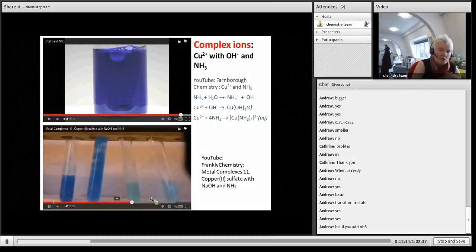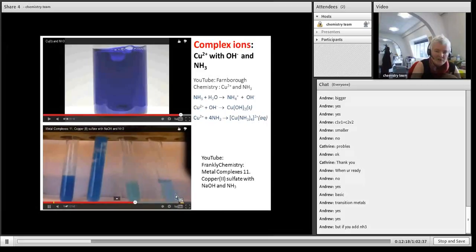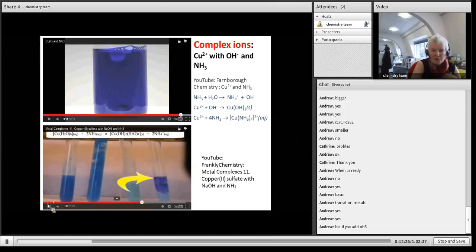And what they're going to do here is add lots of ammonia, and in that way you can actually really see this copper hydroxide sort of precipitating out a bit. And when that gets shaken up with the ammonia, we'll see it a lot more clearly.